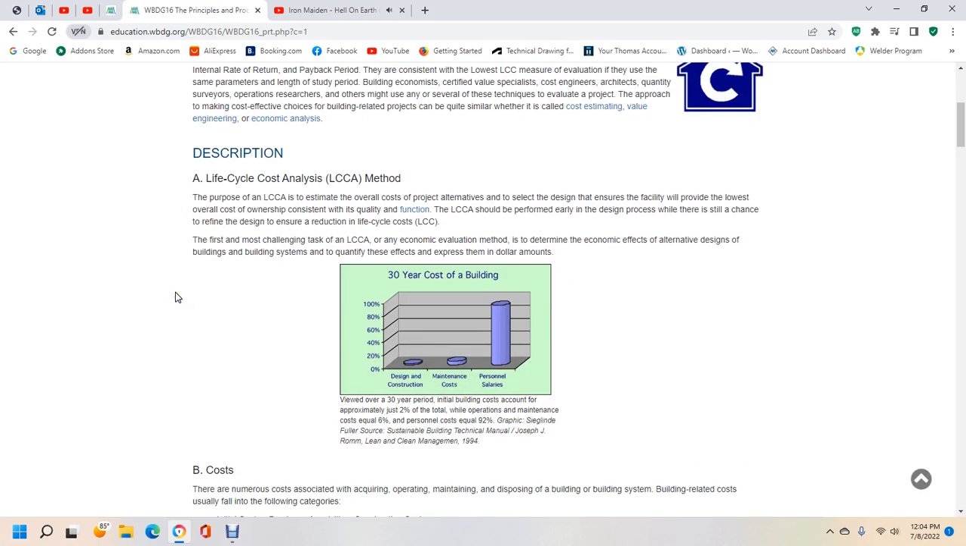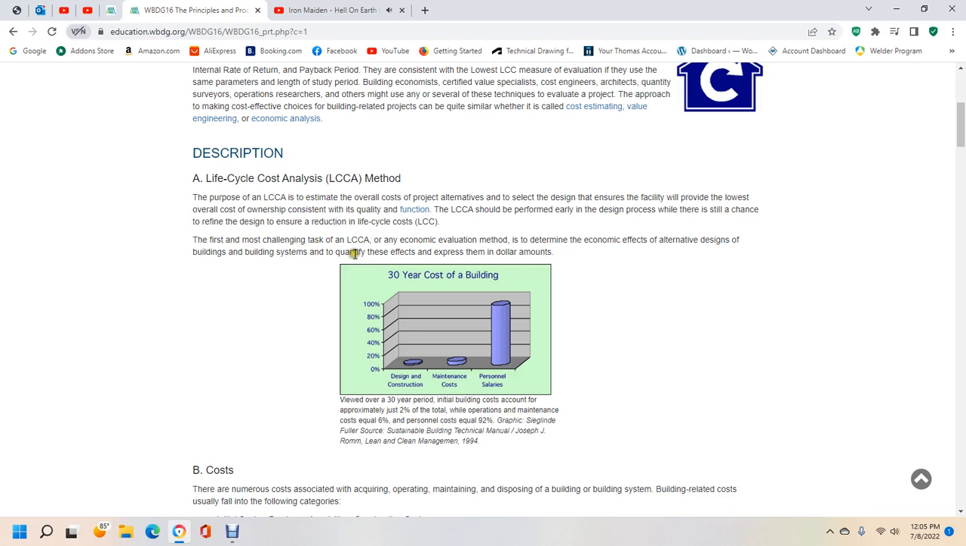Alright, description. Life cycle cost analysis method. The purpose of life cycle cost analysis is to estimate the overall cost of project alternatives, to select the design that ensures the facility will provide the lowest overall cost of ownership consistent with its quality and function. Life cycle cost analysis should be performed early in the design process, where there is still a chance to refine the design and ensure reduction of life cycle costs.